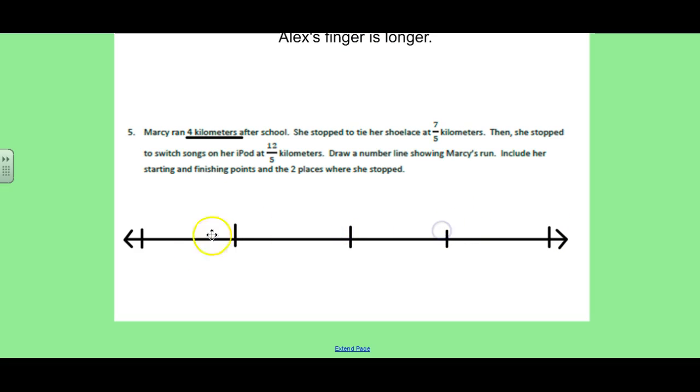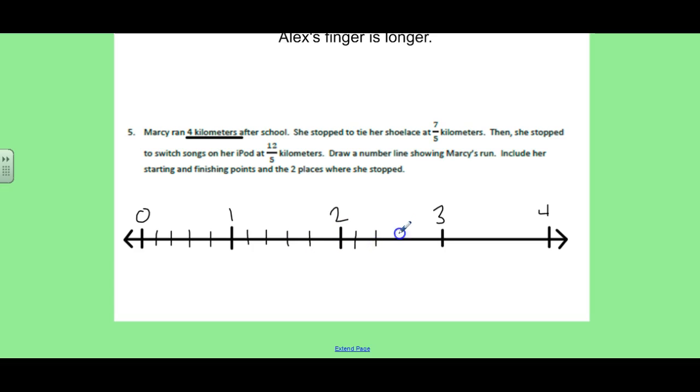Now mine aren't evenly spaced out, so I'm going to make them more evenly spaced out. And when you look at the fractions in this problem, I see that they have a denominator of 5. So that also tells me that in between each whole number, if I've got 0 here, here's 1 kilometer, 2 kilometers, 3 kilometers, and 4 kilometers, in between each one of these whole numbers, I'm going to have 5 different sections. So on your paper, make sure that in between 0 and 1, 1 and 2, 2 and 3, and 3 and 4, you have 5 different sections.